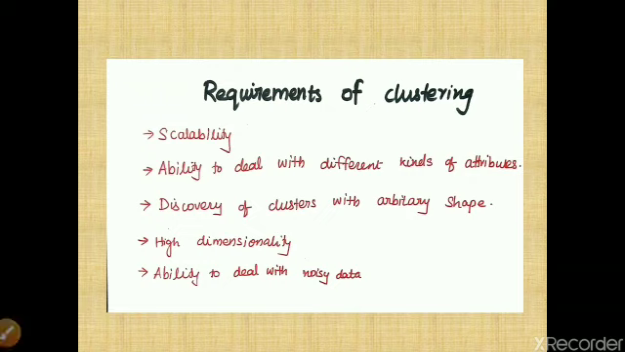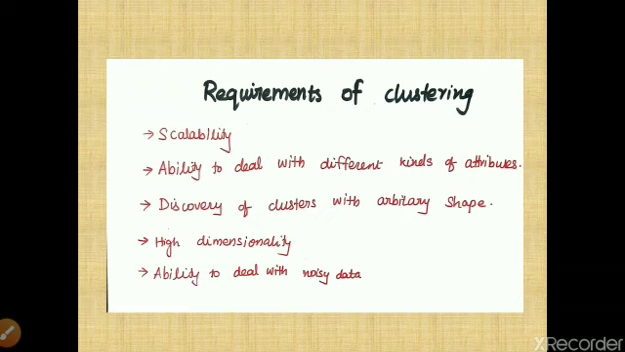The algorithm should be capable of being applied to any kind of data, and the data may be of different types, like binary, categorical, ordinal, or any such kind of data. The clustering algorithm should be capable of handling all these types of data. That is the second requirement.